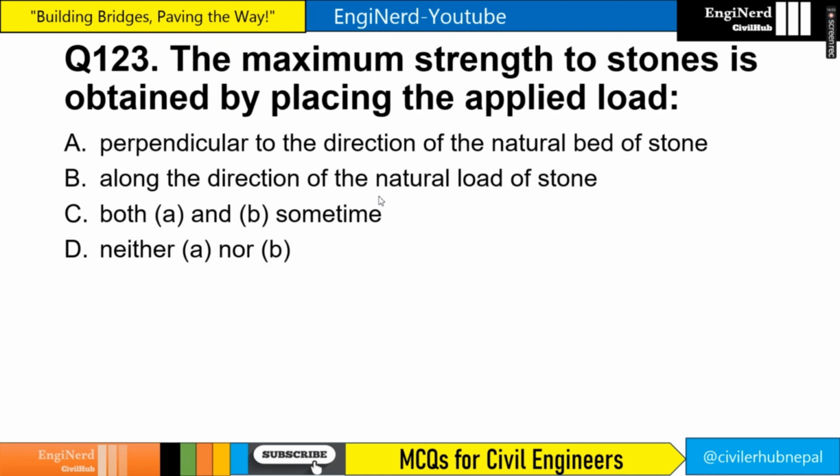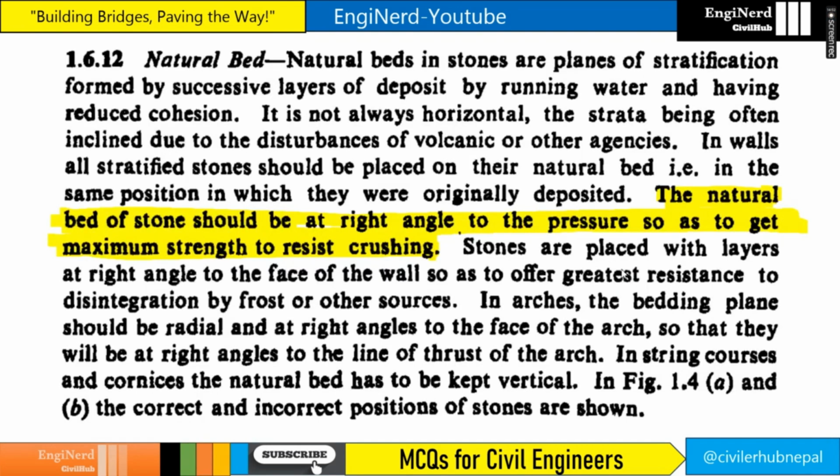The maximum strength of stones is obtained by placing the applied load perpendicular to the direction of the natural bed, right? So this is at 90 degrees. The natural bed of stones should be at right angle to the pressure, so as to get the maximum strength to resist crushing, right? And in arches, the bedding plane should be radial, for string courses and cornices it should be vertical, and for walls it should be horizontal.